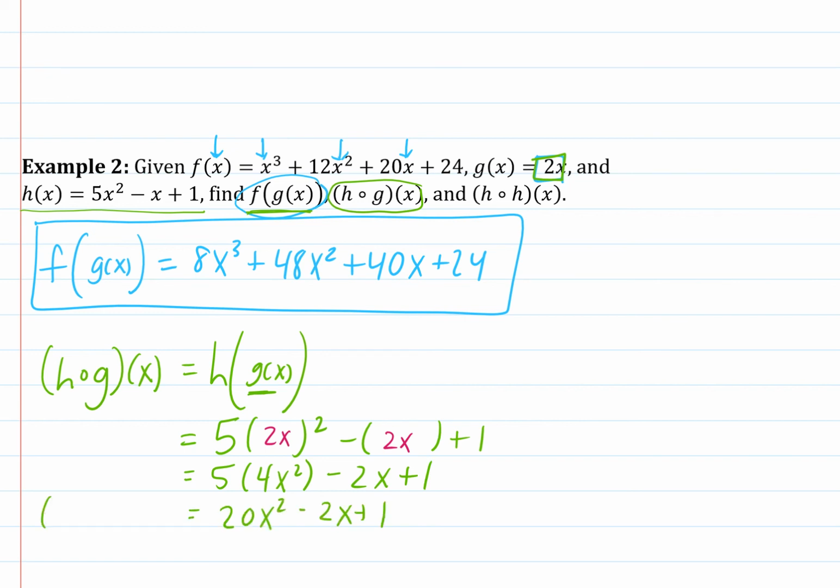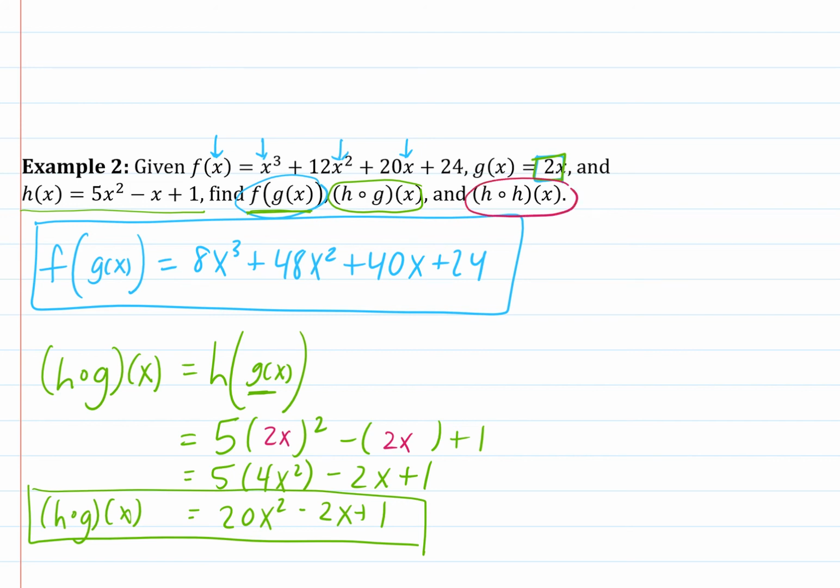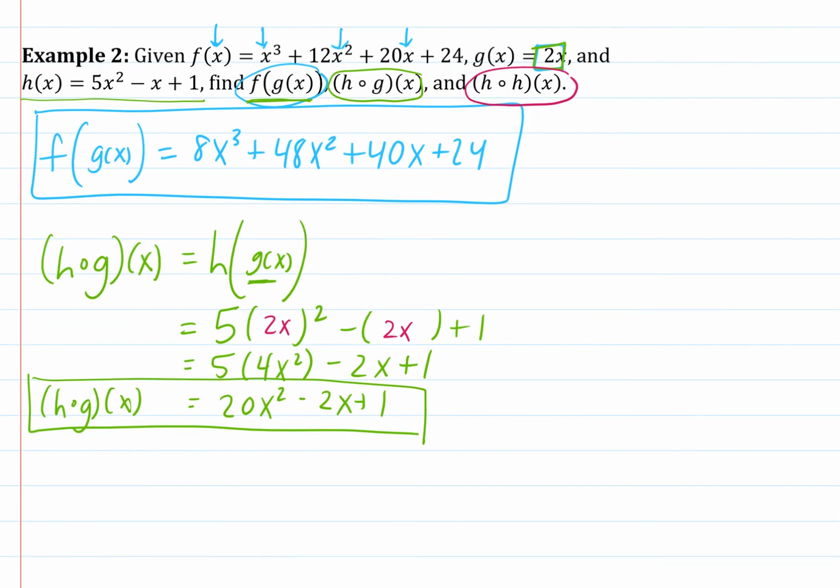Okay, so this is my function, h of g of x. Okay, let's look at this final expression here, h of x. This is interesting. You can actually substitute a function into itself. So I'm going to take this expression, 5x squared minus x plus 1, and substitute it into itself.